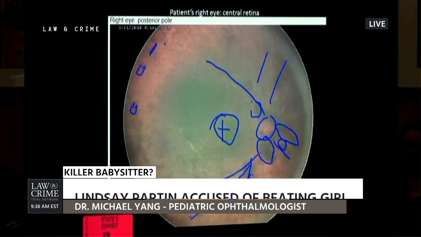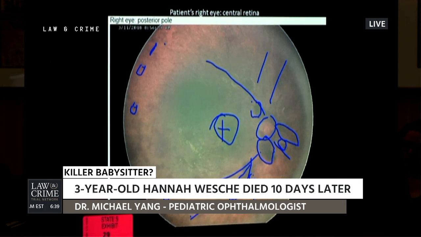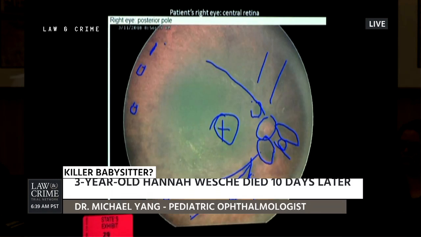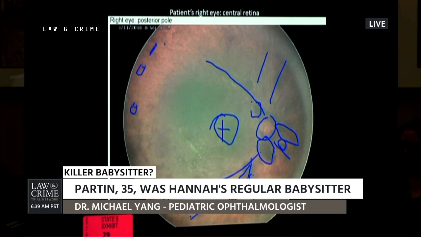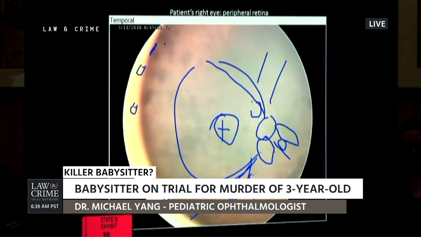Doctor, I believe we looked at an exhibit of what a normal eye looks like, and it doesn't have hemorrhages like you've described. Correct? And it says posterior pole. What does that mean? Well, if you think of the eye like a globe, you have the North Pole, you have the South Pole. So we kind of talk about this general back area as the posterior pole. All right. Okay. State's Exhibit 30.